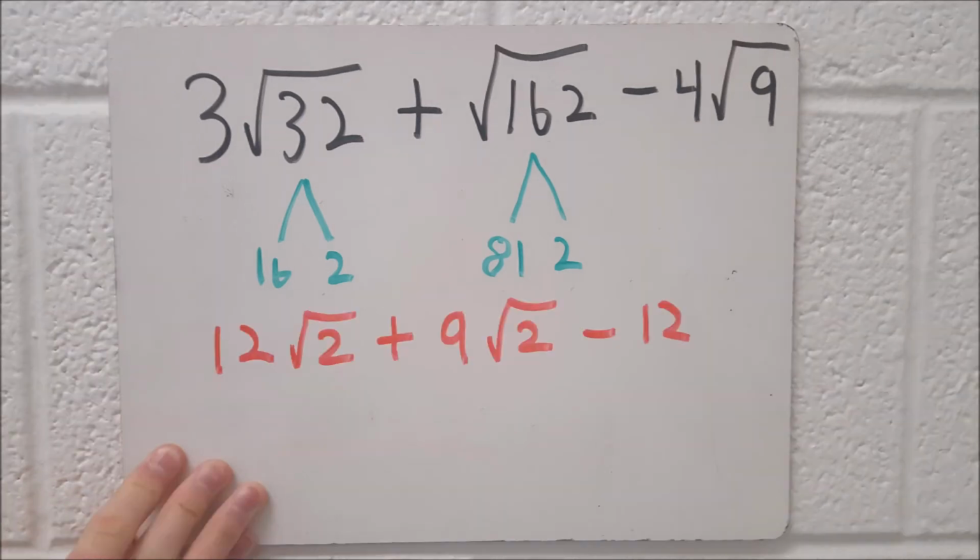Following that, you will square root the perfect square and multiply it with the number in front of the square root. In this case, I squared 16 to get 4 and multiplied it with 3 to get 12 on the outside. The remaining number, 2, stays on the inside of the square root.